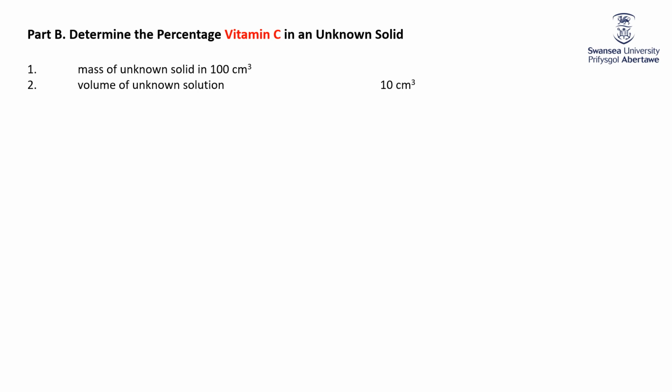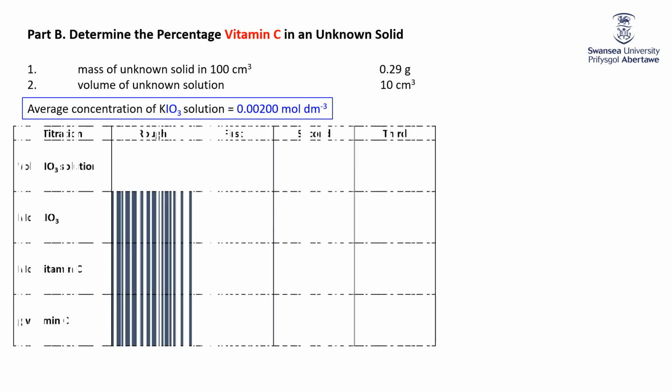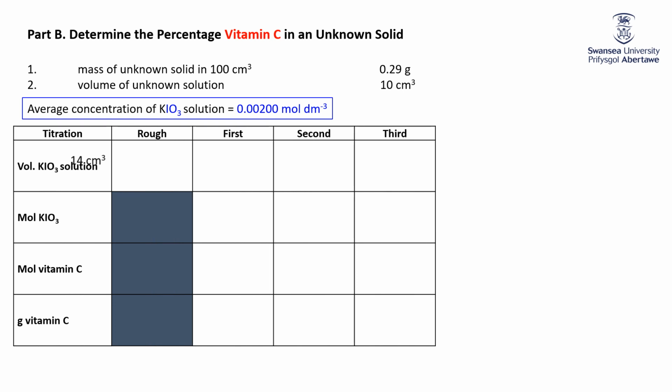Now the next part, we're going to take an unknown solid and figure out how much vitamin C was in that unknown solid. So my mass of unknown solid was 0.29 grams, and again I dissolved that up in 100 cubic centimeters, and then I split that up again into 10 cubic centimeter portions. Now remembering the average concentration of potassium iodate solution was 0.00200 moles per cubic decimeter. Now let's do my titrations. So this one here, my rough one, 14 cubic centimeters.